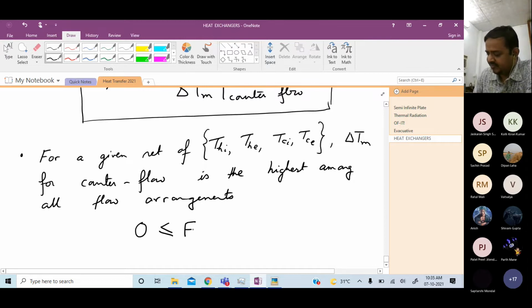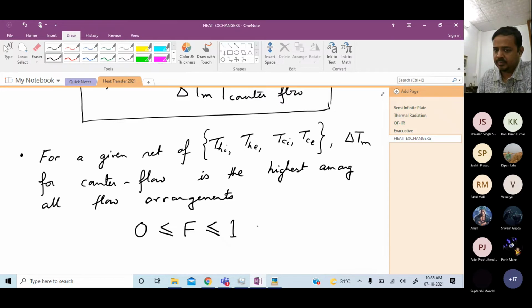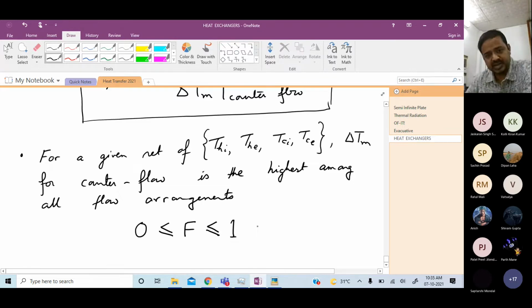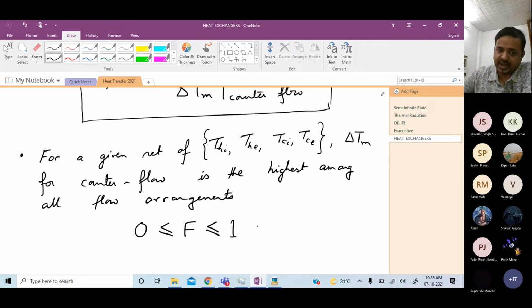Which means this F factor will always lie between 0 and 1. As a result, it also means that for a given set of these temperatures and a given scenario where the overall heat transfer coefficient is also constant, the size of the counterflow heat exchanger is the smallest. That is true. Counterflow heat exchangers are always more compact.